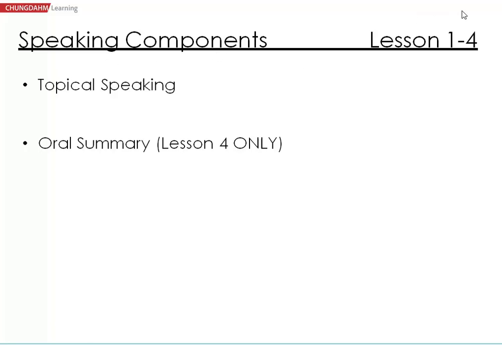Speaking class is special because it's covered every lesson of the textbook. Now, in lessons 1 through 4, students will do topical speaking, and that's just like sapling level. However, oral summary is covered only during lesson 4, and this is a brand new component for Junior Master students.